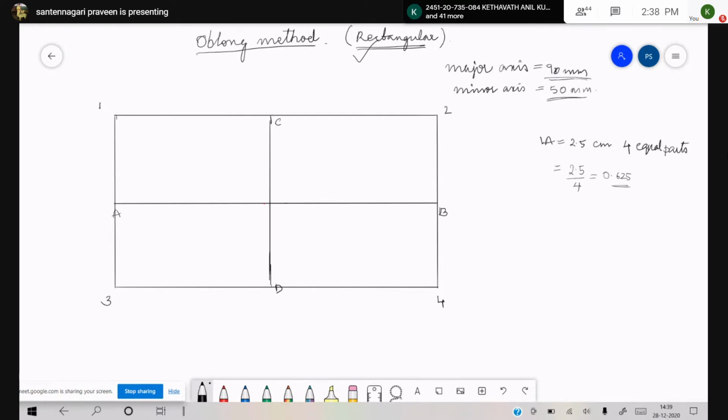In this particular case, you can divide this line by 0.625 centimeter distance, or else there is another method which I am going to tell you now. By using either of these methods, you can construct the particular division, and later on the ellipse. So how to divide this into equal parts: from this point 1 to A, you wanted to divide this line. So from 1 you draw an inclined line, less than 45 degrees approximately.